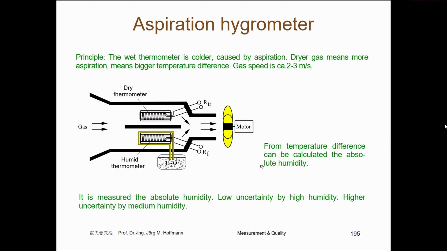On the other side, you have a very high precision and low uncertainty, especially at higher humidity. When you have a lower humidity, the uncertainty will increase a little bit. But compared to all other principles, it's the most precise principle. And therefore, this principle is used for calibration purposes. Other sensors you can calibrate with this principle.